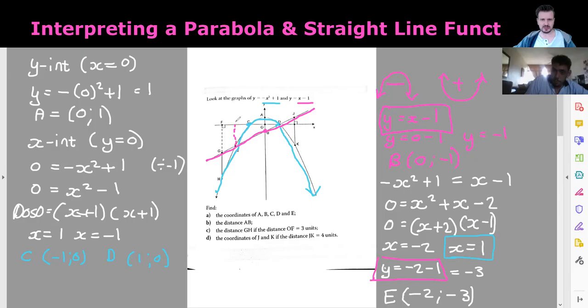This is -2 and 3. Okay, now the distance AB. If I write down some of the points, let me take a smaller pen and write down. So this one was 1, and this was -1, and this was 1, and this was -1, and this was -2 and 3.